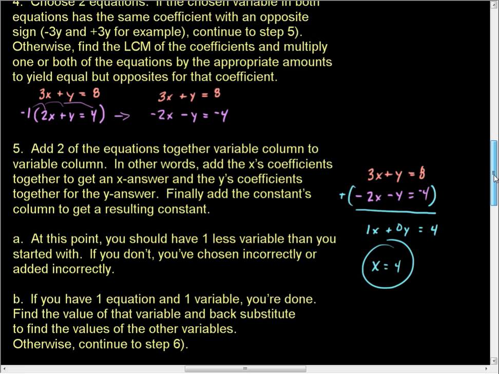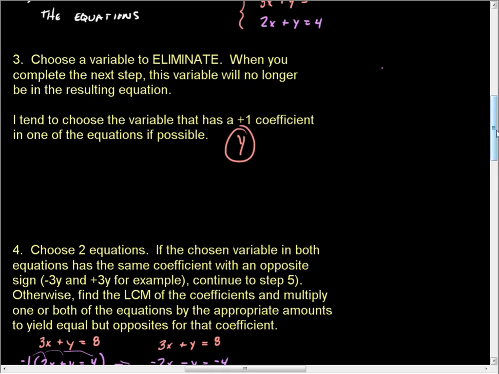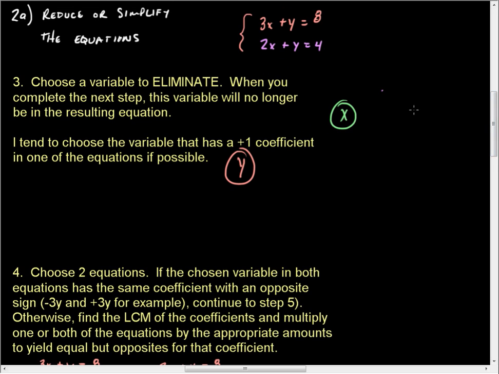So I'm going to go back to step 3 and choose x to eliminate. Let's go ahead and change that to green. I'm going to rewrite these equations in different colors so that you understand I'm doing them over again. 3x plus y equals 8. And in dark blue, I'm going to put 2x plus y equals 4.